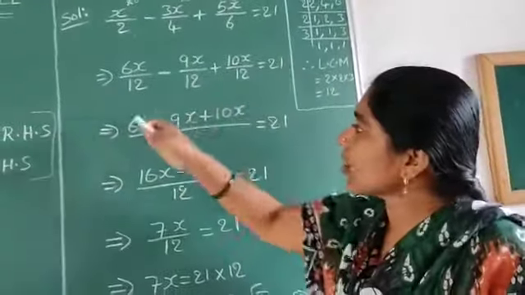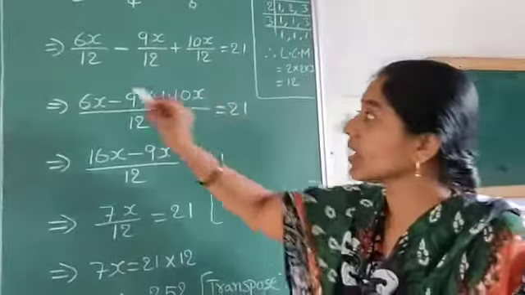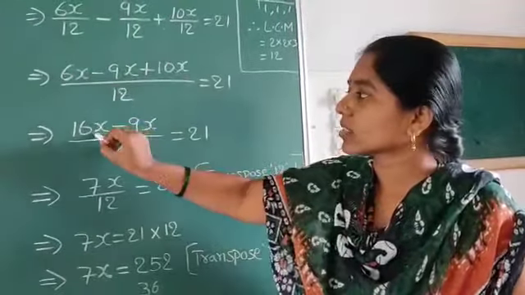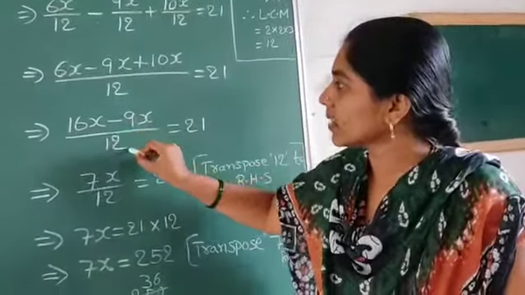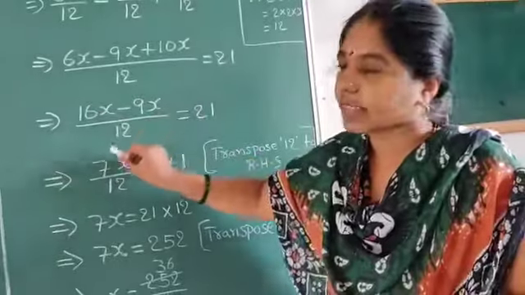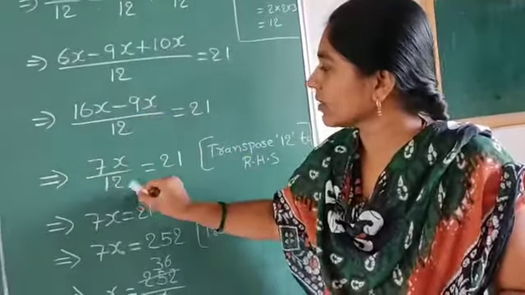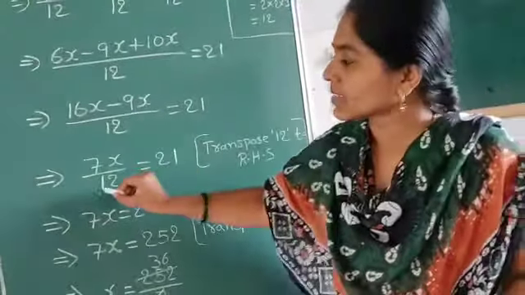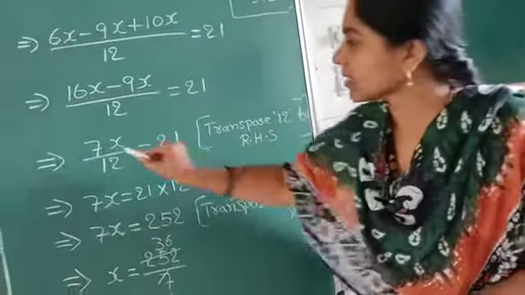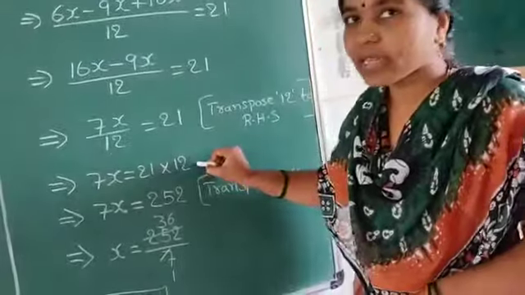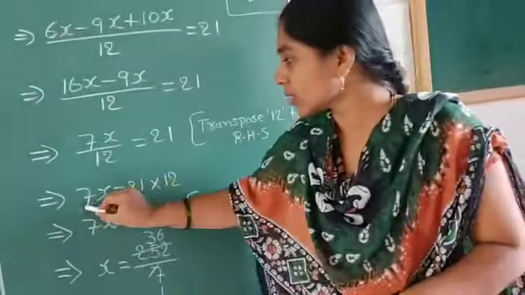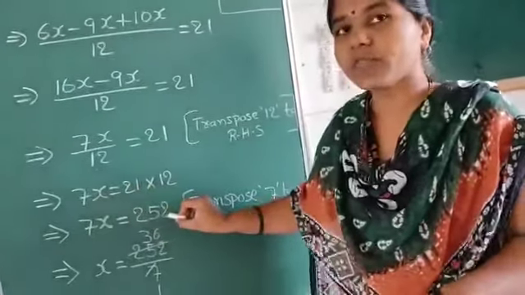All the three are like terms, children, but first we have to add and then we will subtract. 6x plus 10x is equal to 16x, minus 9x divided by 12 is equal to 21. 16 minus 9, you subtract, 7 you will get, then 7x by 12 is equal to 21. Let's transpose 12 to the RHS. Then 7x is equal to 21 into 12. Next transpose 7. Before that, 21 into 12 is 252.